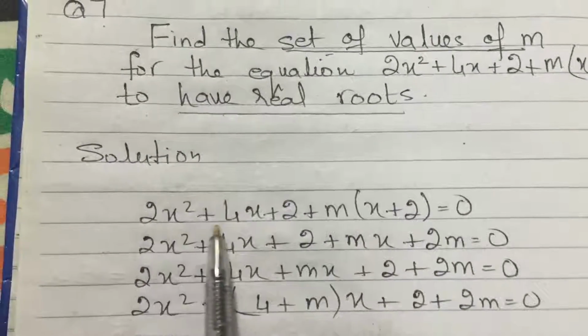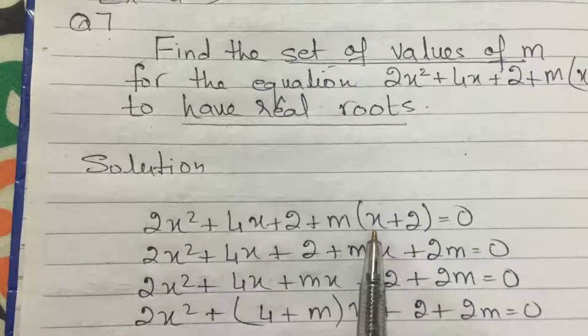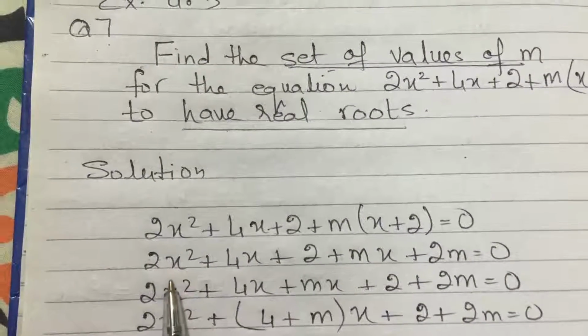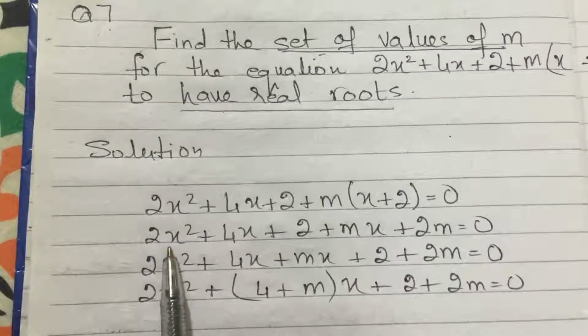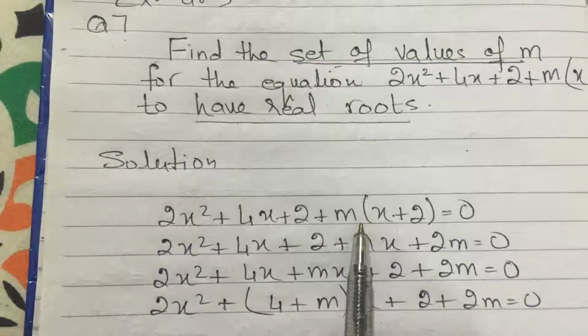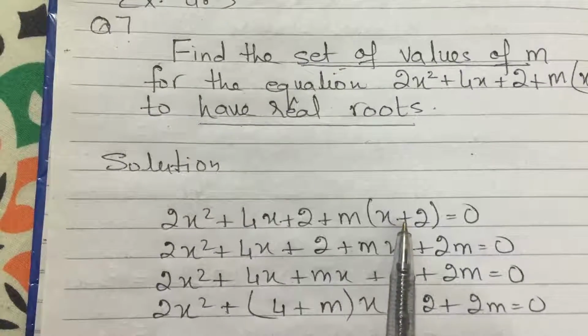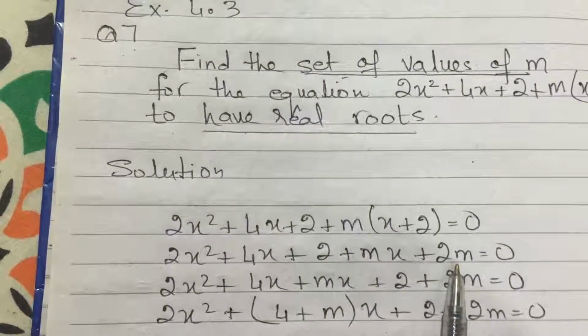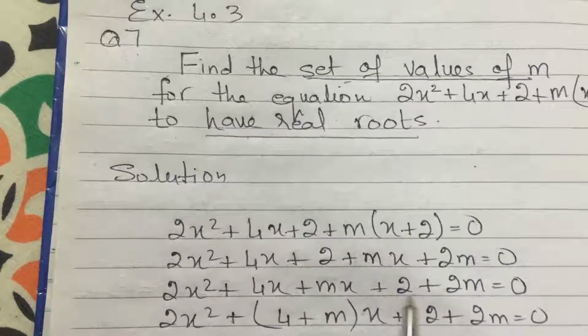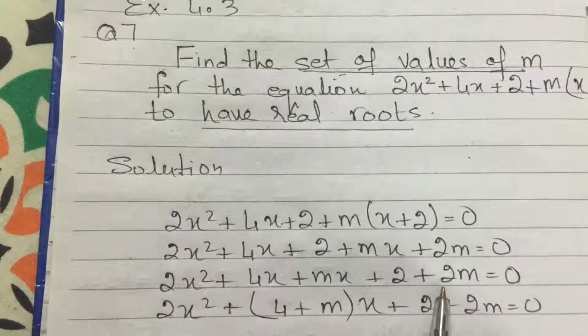The equation is given in this form. To apply the values of a, b, c in the discriminant, we need to rearrange the equation. So I am opening it. It will become mx, expanding it, removing the brackets, mx plus 2m. And then I'm writing the terms of x together and constant together.